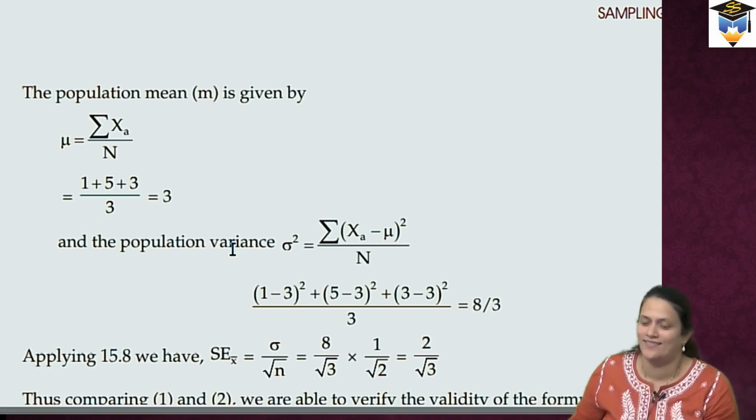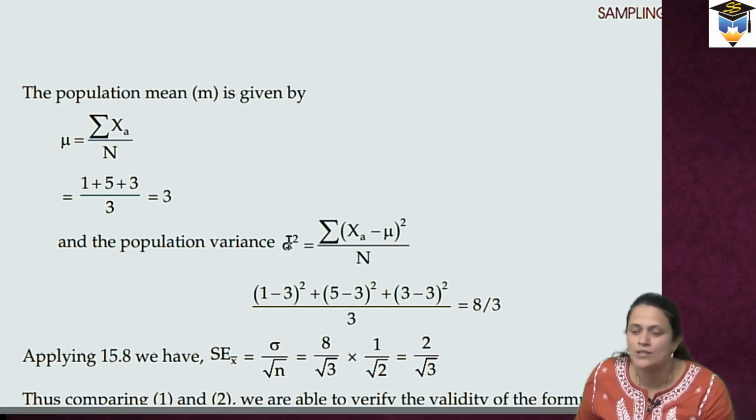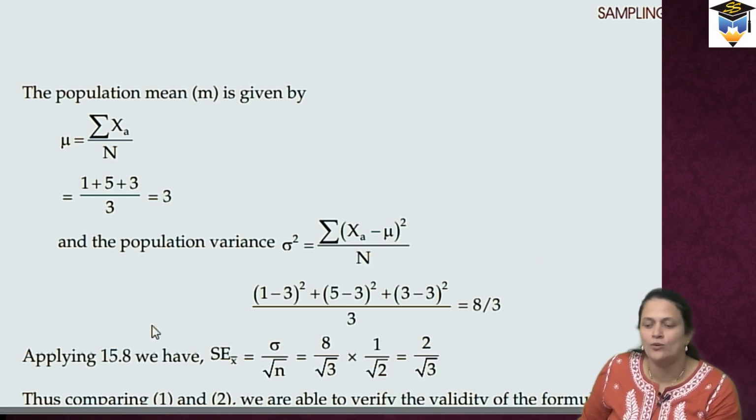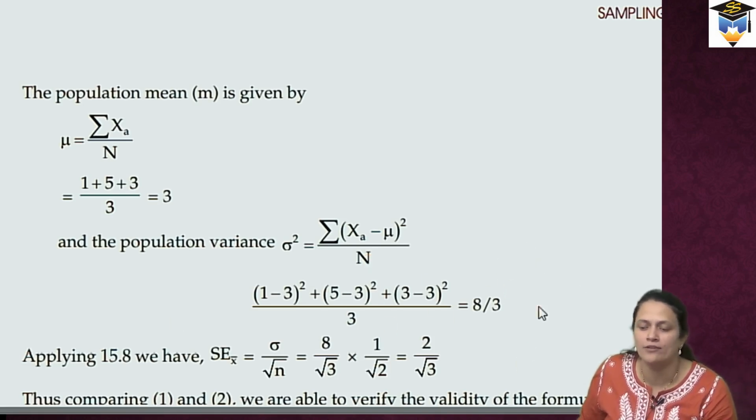Okay. Now population variance formula, sigma square, is given as summation of XA minus mu whole bracket square upon N. So they have used this formula to get the answer which is 8 upon 3. And then we have found out what is SE. SE is sigma upon root N.